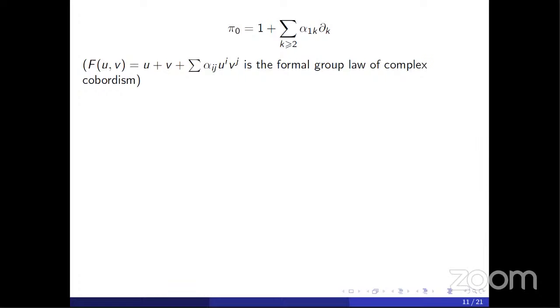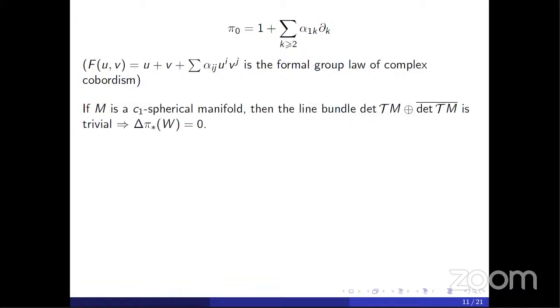Okay, now if M is a C1 spherical manifold, then the direct sum of the determinant and the conjugate determinant is trivial, because the determinant is induced from CP1, and over CP1 the direct sum of a line bundle and its conjugate is trivial. Hence the operation delta, which sends M to the submanifold dual to this sum of line bundles, is 0 on W. And conversely, one can check that vanishing of delta or partial delta can be described in terms of vanishing of some Chern numbers. And from this, one can obtain that higher partials are 0 if delta is 0.